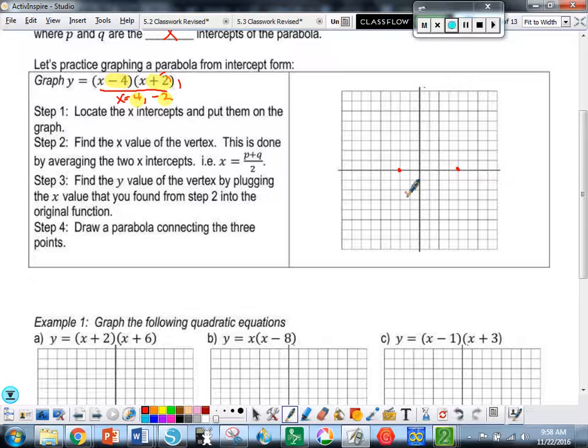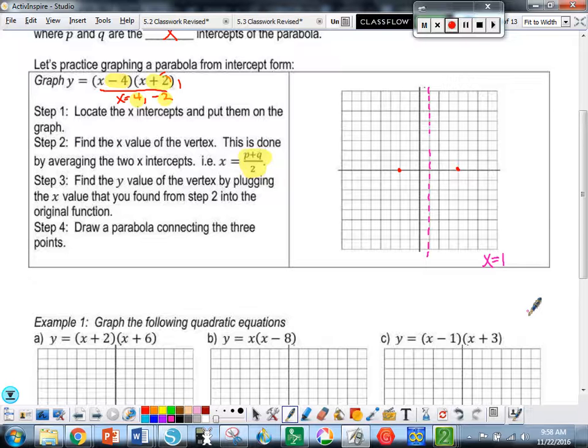Now here's an algebraic way to figure out the axis of symmetry. Or you could simply look at your graph. What number is between those two? +1. So x equals 1 is the axis of symmetry. So step 1, locate the x-intercepts. Step 2, find the x value of the vertex, which is the same as the axis of symmetry. Step 3, find the y value of the vertex.